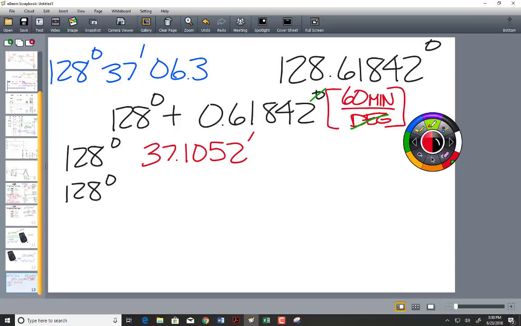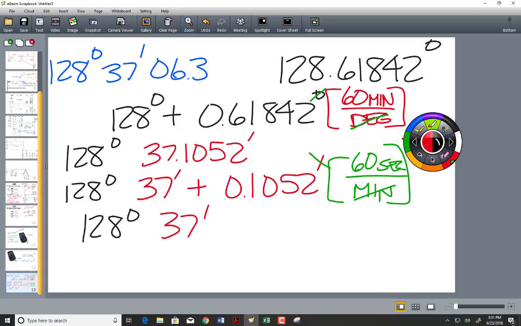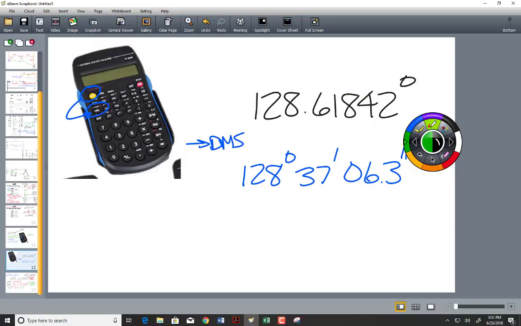37 minutes plus 0.1052 minutes. I know I have 60 seconds per minute. Minutes will cancel. I'm left with 128 degrees, 37 minutes, 6.3 seconds. So you can do it this way if you want, or if you remember your calculator, hot button, go straight to DMS. Up to you.